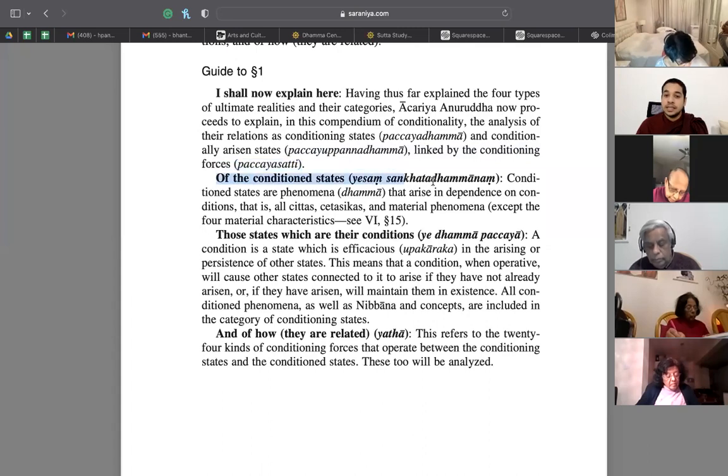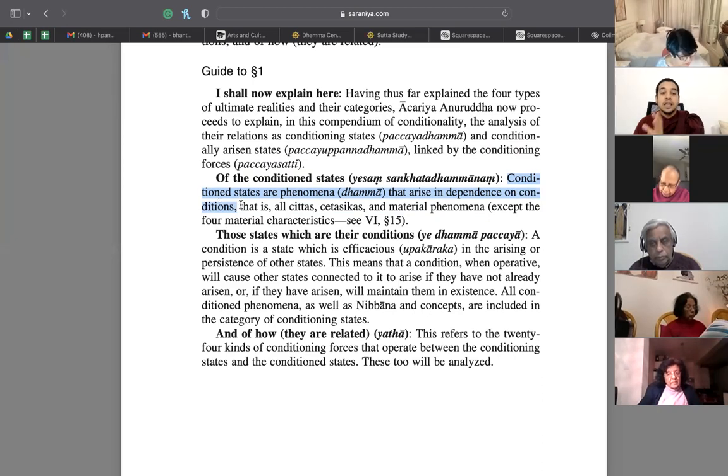Of these conditioned states, yesam sankhata dhamma. We know when we say sankhata dhamma, we refer to all phenomena except Nibbana, because all of those phenomena are conditioned. Conditioned states are phenomena that arise in dependence on conditions. Is that understood? Conditioned states are phenomena that arise in dependence on conditions. Got it?